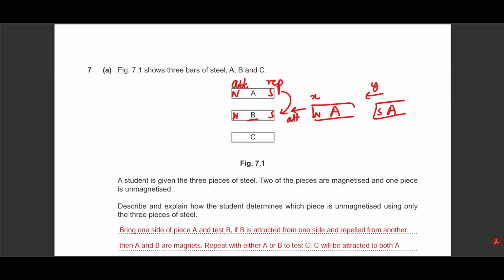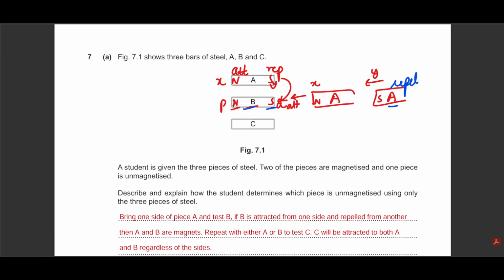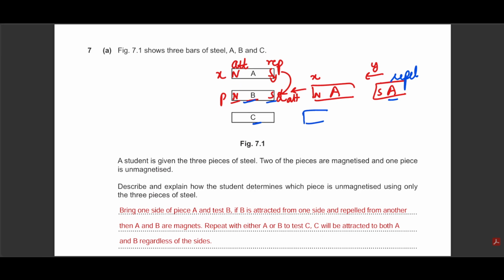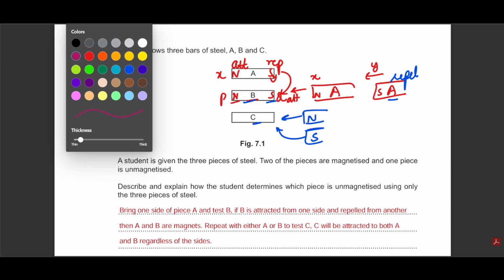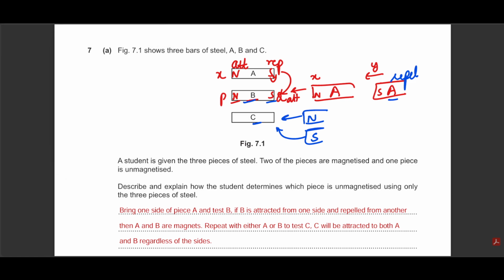Again, we don't know what poles they might have, so we might have to label them X, Y, or P, Q, and so on and so forth. So when we're doing that, the south, if it encounters south, will repel. So that will give me the guarantee that A and B both are magnets. If I had done the same thing with C, which I'm suspecting in this case is not a magnet, then if I brought north or if I brought south, it would be attracted by both ends. It wouldn't have repulsion in any orientation, which would tell me that this is unmagnetized. And since it's made of steel, there will be some attraction in C.